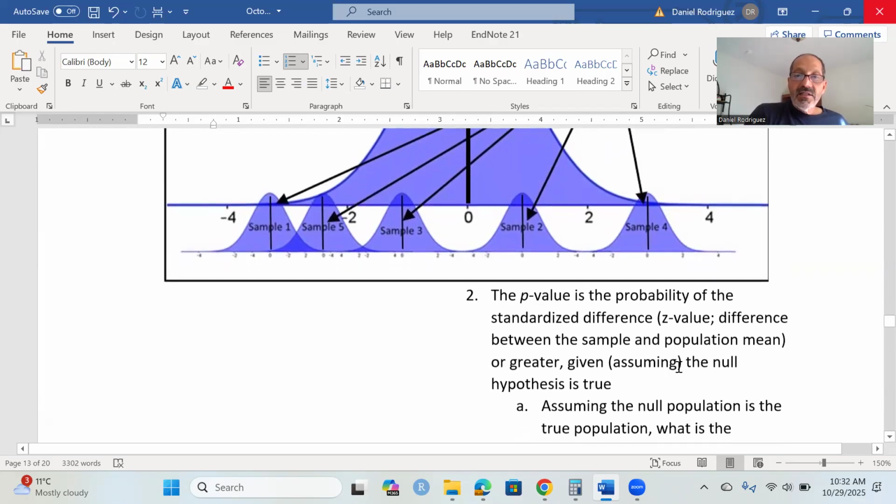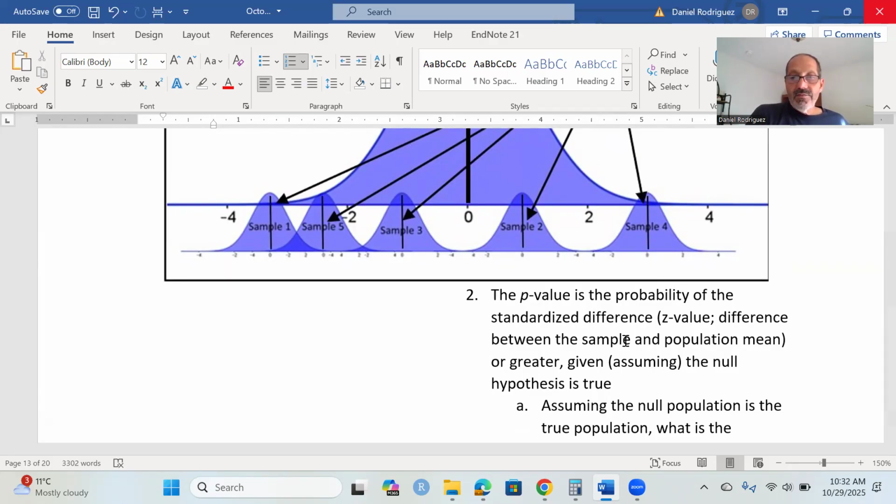The p-value is the probability of the standardized difference. When I say standardized difference, right? Regardless of which one we do, we have to somehow know what the probability is. And the way we do that is by standardizing our test, so we can actually calculate a probability.